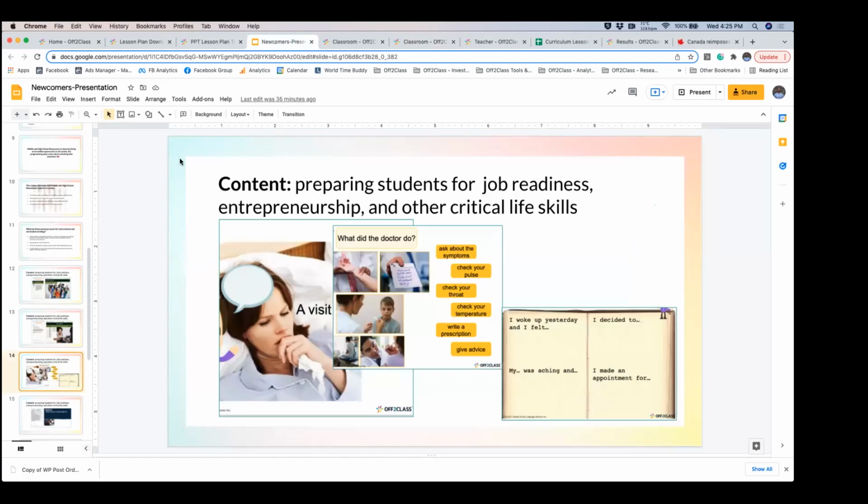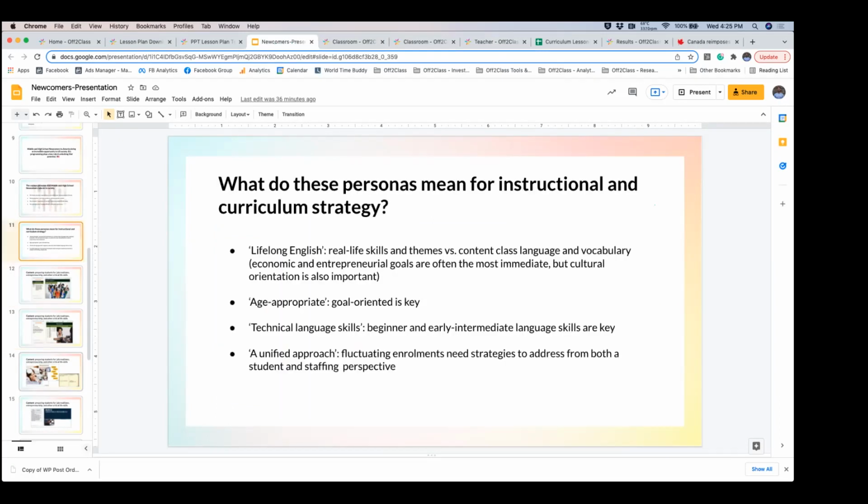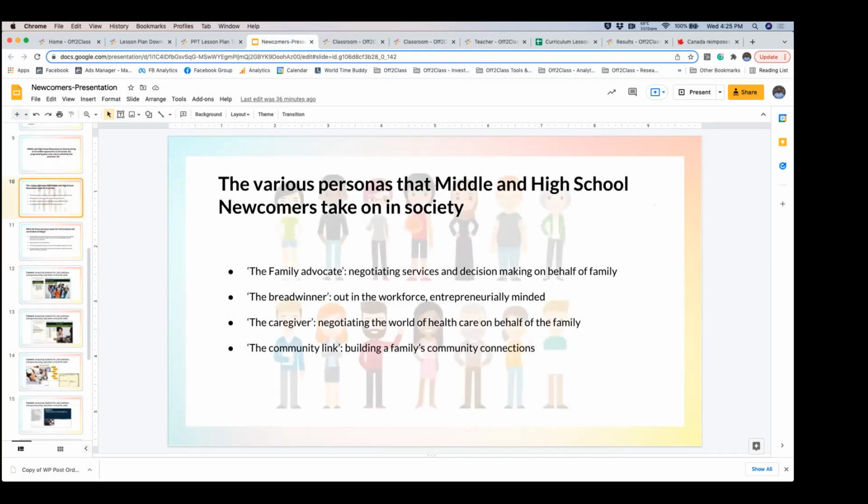Other lessons and content ideas at Off to Class, we have a big category of single skill speaking lessons. This one is about a visit to the doctor. So that again is an example of trying to hone in with your middle and high school English learners, thinking about the different personas that they might play, where they're going to need some of that critical language.